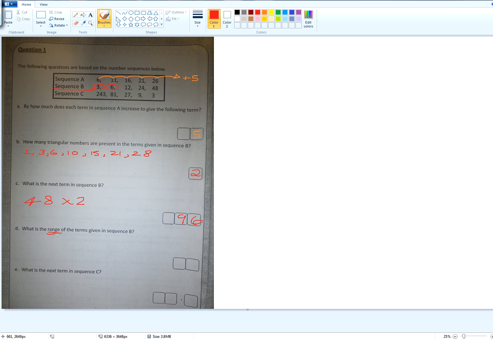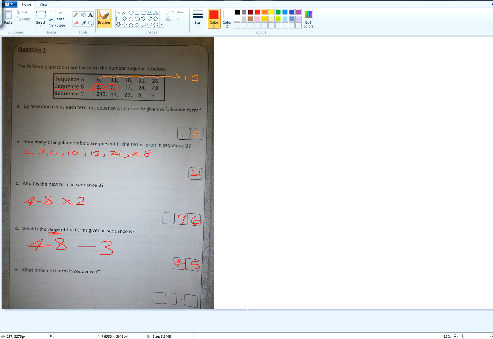What is the range of the terms given in sequence B? The key word here is range. Range means the biggest number take away the smallest number. In sequence B, what is the biggest number? 48. And what is the smallest number? 3. So 48 minus 3 equals 45. Lovely.